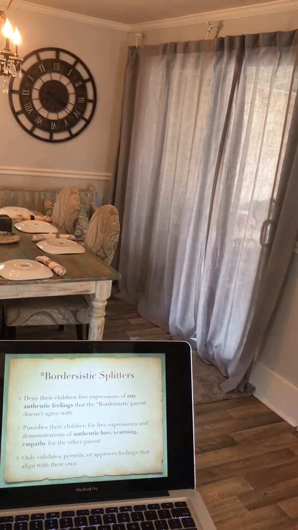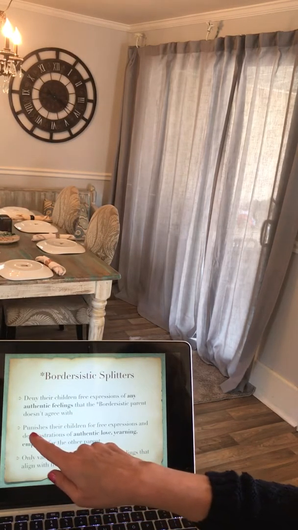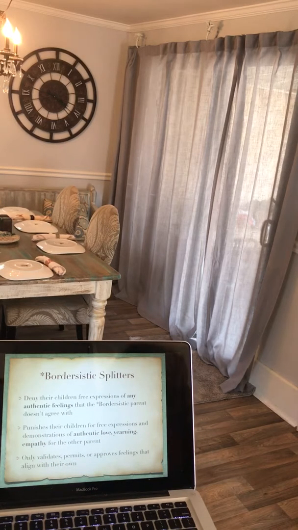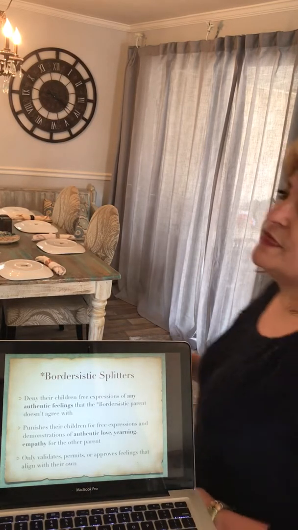It's very difficult to do, and it's almost impossible for children to do it. The border cystic splitters punish their children for free expressions and demonstrations of authentic love, yearning, and empathy for the other parent. The border cystic splitters only validate, permit, and approve feelings that align with their own.